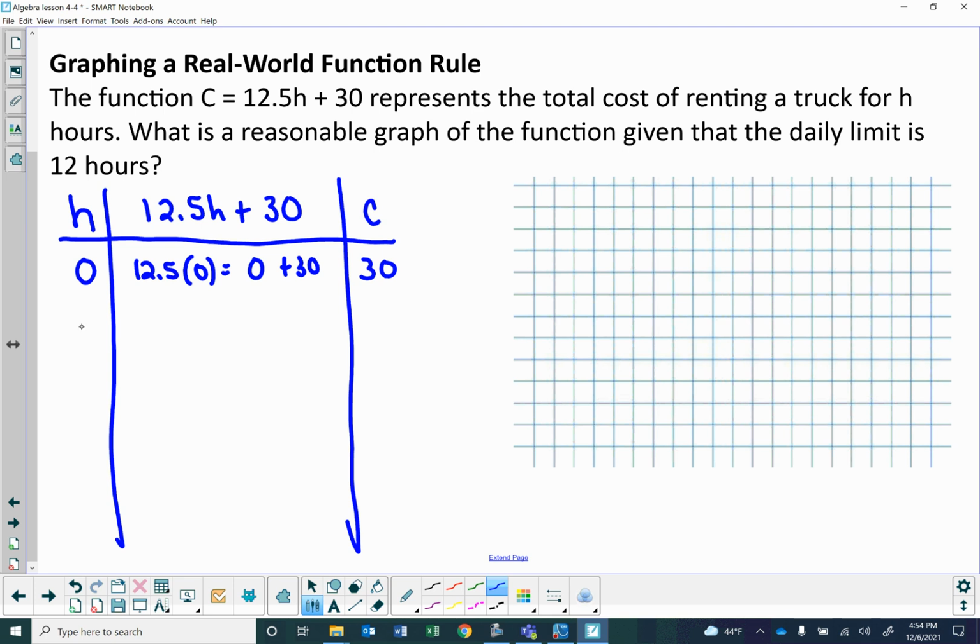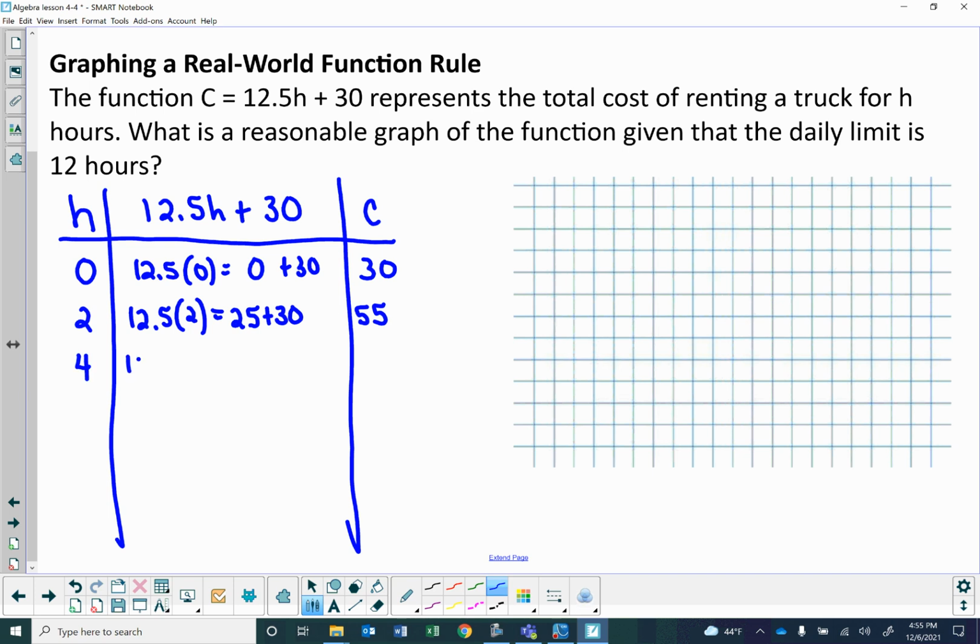You don't necessarily have to graph by ones. I'm not going to graph by ones. I'm going to graph by twos. Okay, I'm going to jump in 2-hour intervals. It's fine. So I'm going to do 12.5 times 2, which happens to be 25. 25 plus 30 is 55. And I'm going to go for 4 hours.